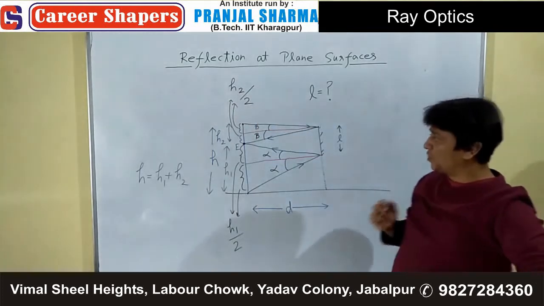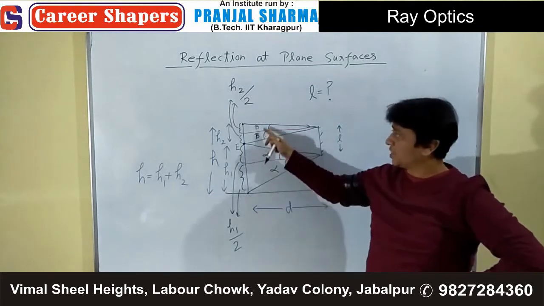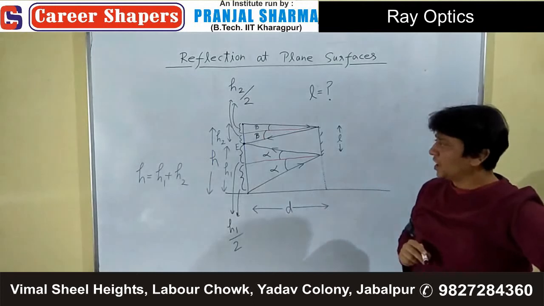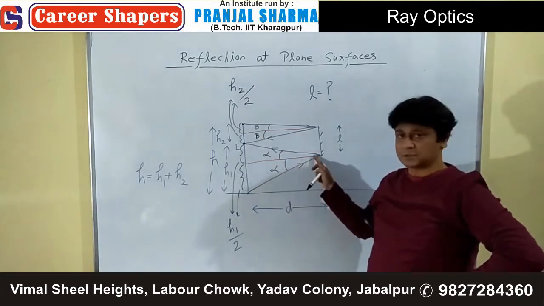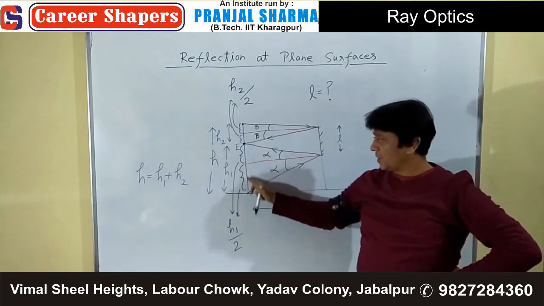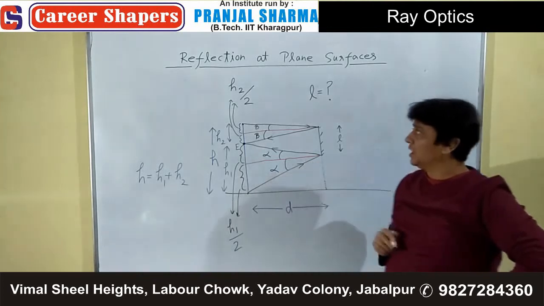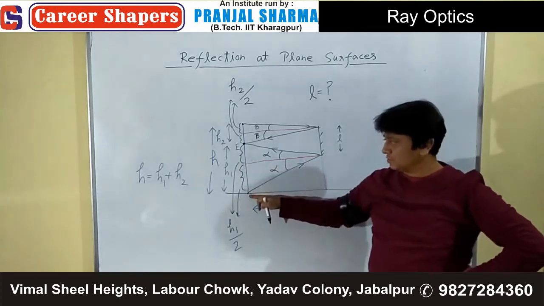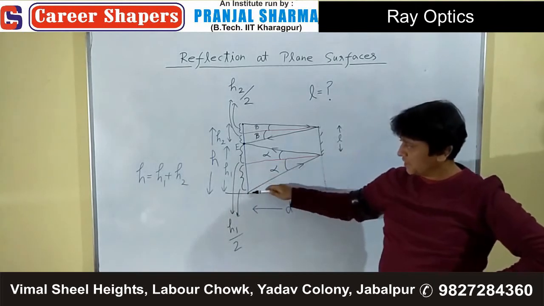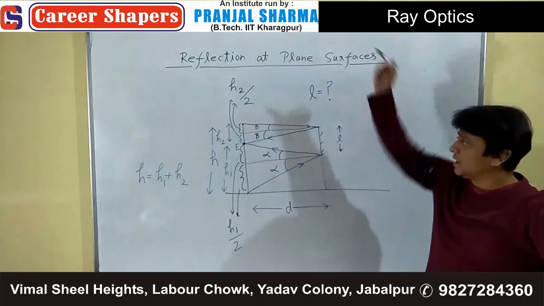This is coming from this concept, both are same. If you wish, you can do perpendicular upon base, tan alpha. Perpendicular upon base is tan alpha. Now, if you say that this is H2 by 2, this is H2 by 2, then this is also H2 by 2.